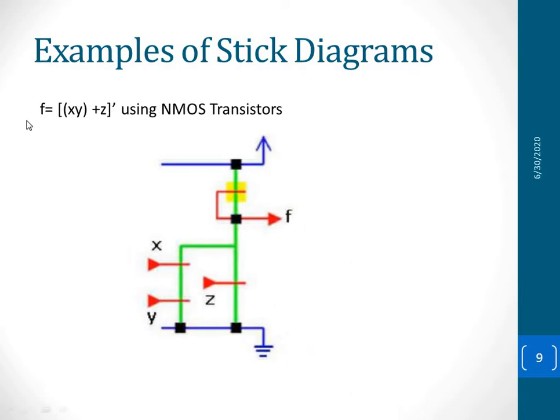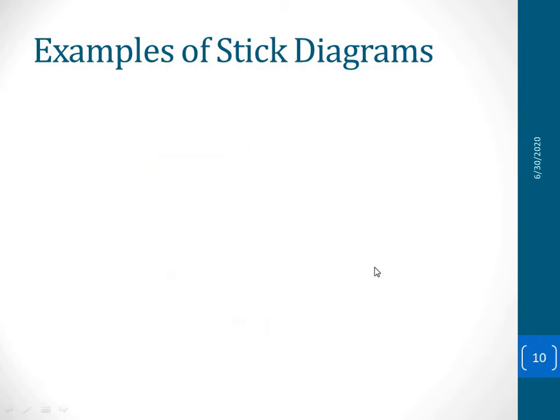Similarly, if I want to implement the function (xy plus z) whole bar, remember with the logic we have studied, we will be implementing the complemented form. So we need to concern ourselves only with the function inside, that is xy plus z. Since this is xy, two NMOS should be placed in series, and z is OR, so that should be placed in parallel. So xy in series and z in parallel. Anyway, in place of the pull up PMOS, I have used here an NMOS, which is a depletion mode.